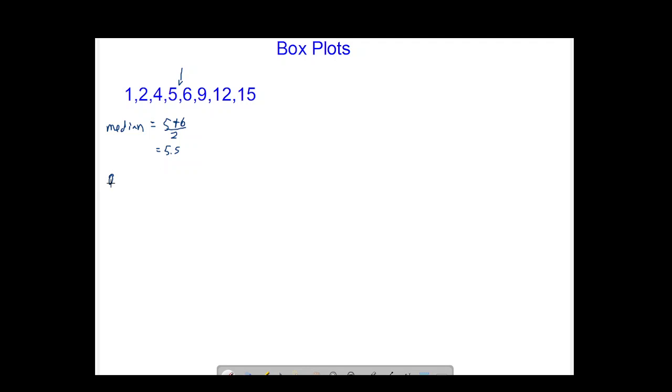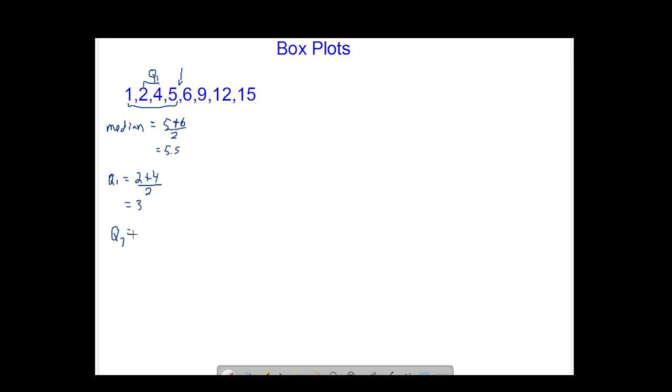So let's find Q1, the first quartile. Q1 is the median of the first half of the data. So here's the first half of the data. There are 4 elements there, so Q1 is going to be the average between those two. So Q1 will equal 2 plus 4 divided by 2. 2 plus 4 gives us 6, divided by 2 is 3. So that is Q1.